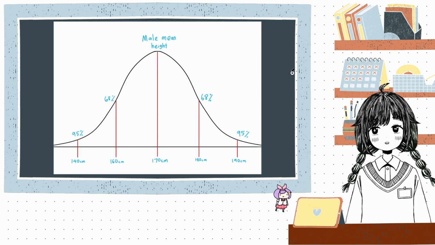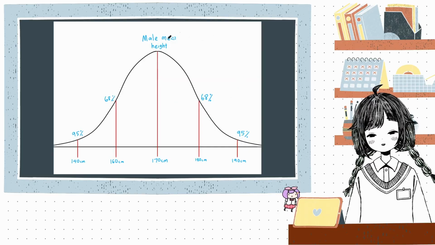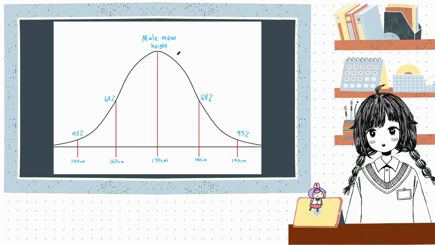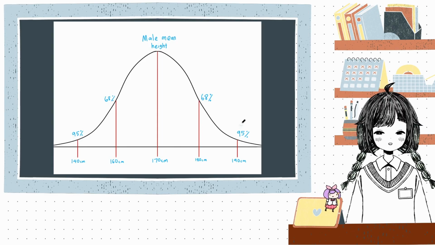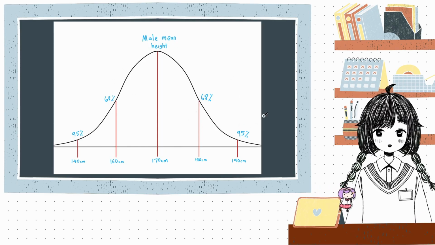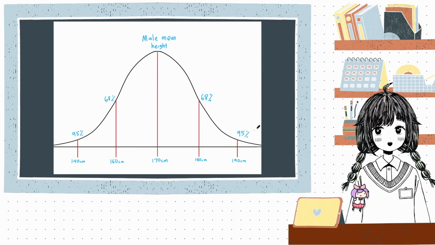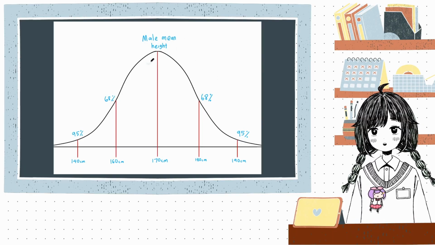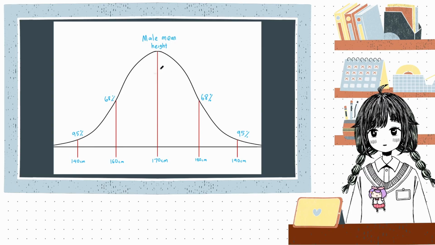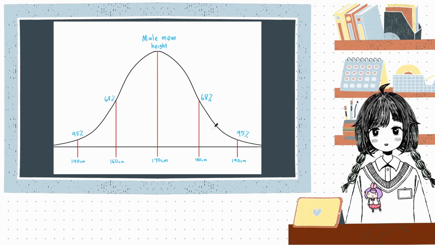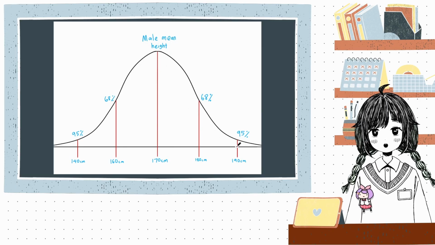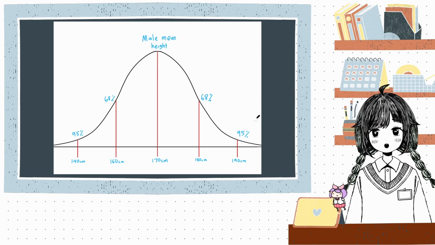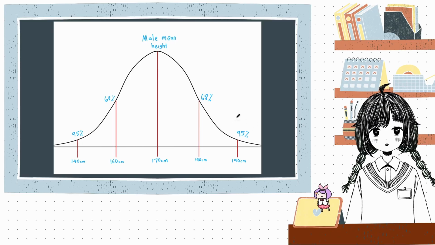Let us look at a real world example using the same graph. The height of adult males roughly follows the normal distribution. By the way, this data isn't accurate, it's just an example. Let's say most men are around the average height of 170 centimeters. That's the peak of the curve. Some are shorter and some are taller, but extremely short or extremely tall men are rare. Those are in the tails of the distribution.